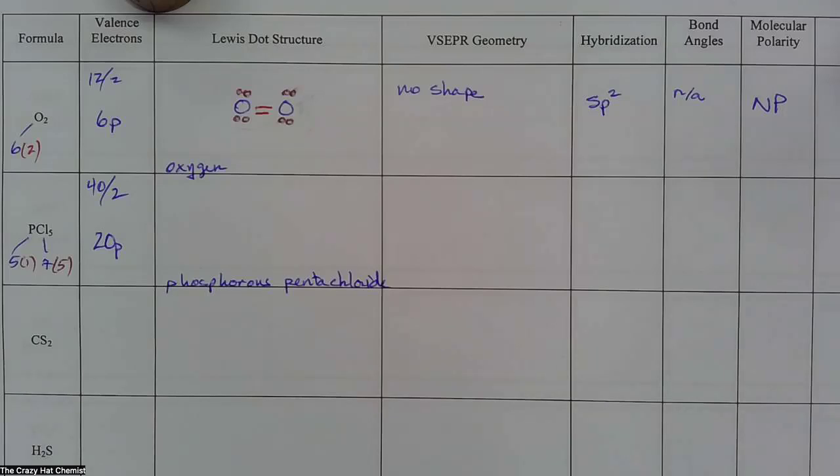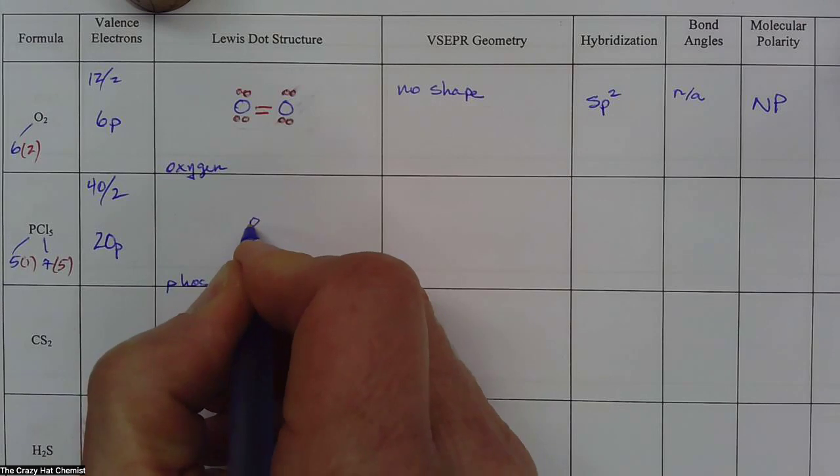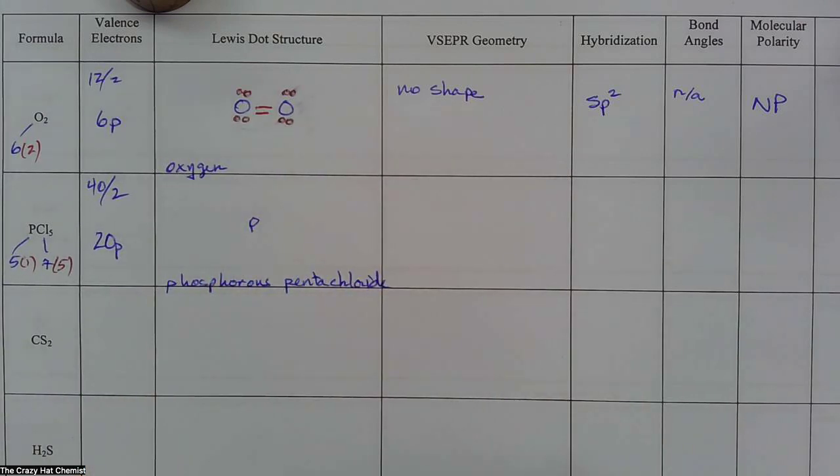Now that we got that 20 pair that we're working with, we're going to find the least electronegative element. That's going to be the one that's going in the middle, that is furthest from the fluorine. So what's farther from fluorine, phosphorus or chlorine? Most certainly the phosphorus is farther from the chlorine.